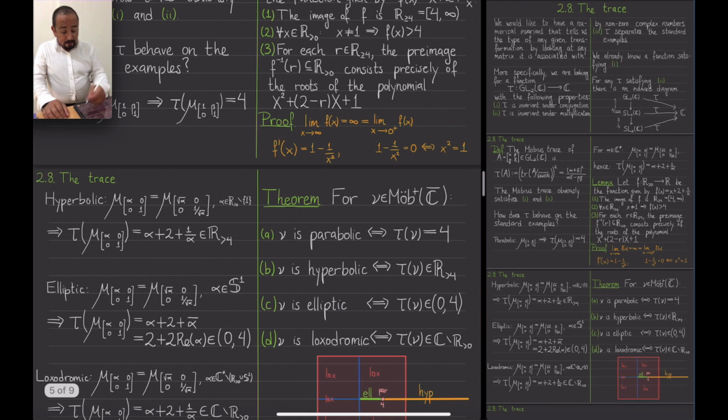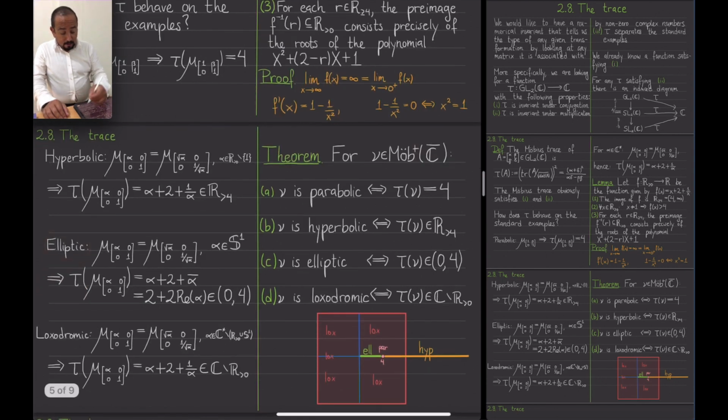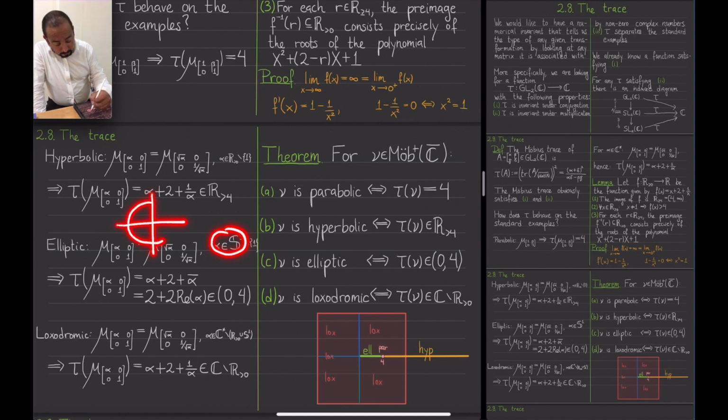Okay. In the elliptic case, one computes, and then it turns out that since alpha is in the circle, and here maybe I should say also different from 1, 1 over alpha is alpha conjugate. So I obtain 2 plus 2 times the real part of alpha. But since we are in the circle, since alpha is in the circle, its real part is between -1 and 1.